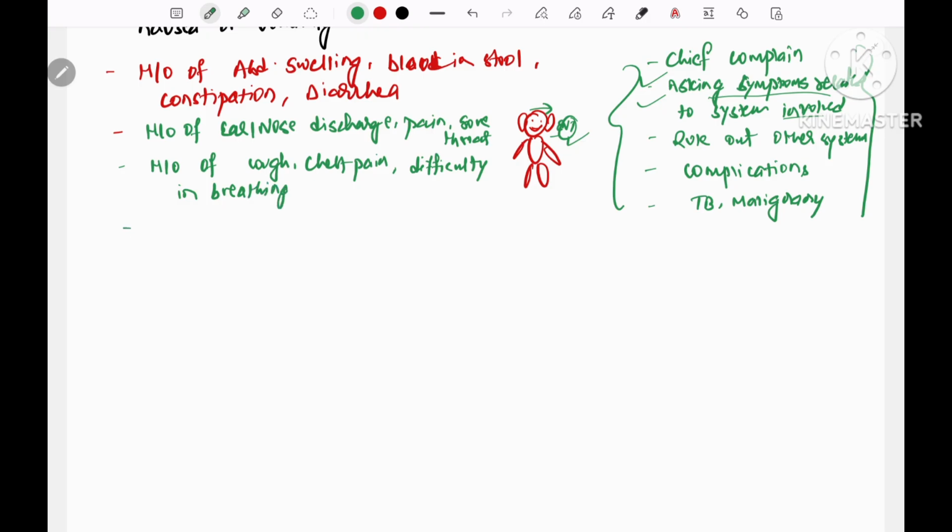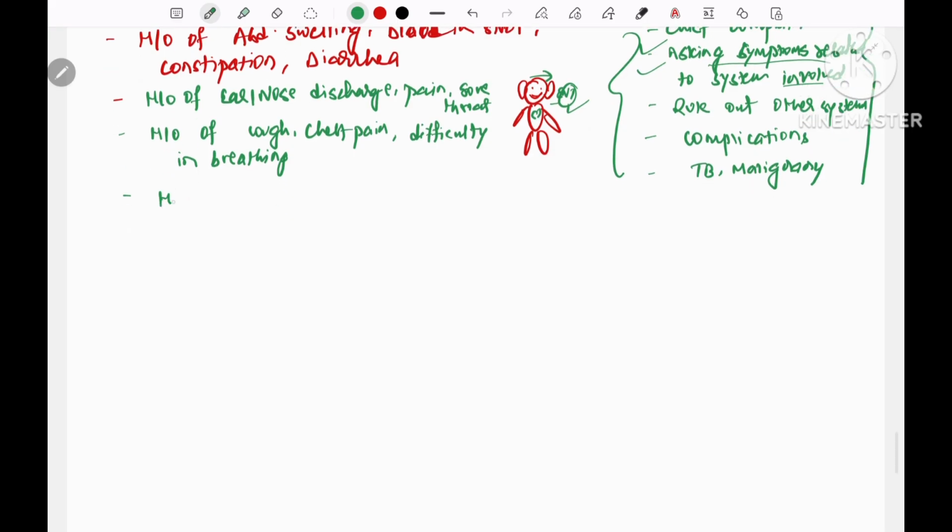Now, in third, we have to ask about the heart. So for heart, what we have to ask? History of leg swelling, chest pain. We have already asked it, but it is also necessary to mention here. If I have mentioned chest pain initially, then there is no need to repeat this chest pain. Otherwise, the teacher will be so irritated that you have mentioned it early and you are again mentioning this point. So if it has been asked already, do not mention it. So history of leg swelling, chest pain.